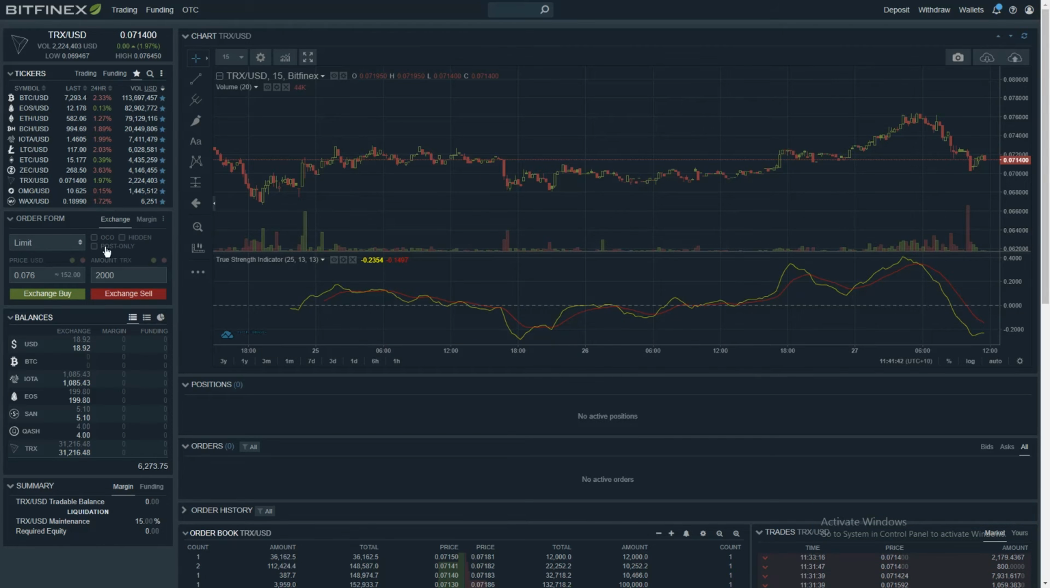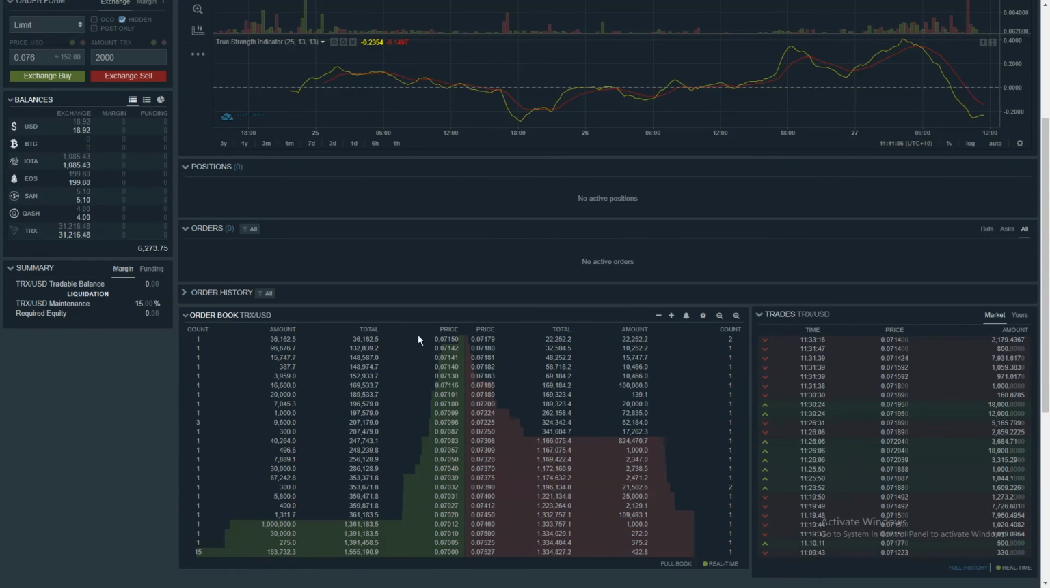So that's limit. The other thing that's quite nice is you can hit this little button here, and then you can do what they call a hidden order. Now, I think a lot of the exchanges will call this an iceberg order, but basically it's a hidden order in the system. So if I don't want somebody to know what I'm buying and selling or requesting, I can put in a hidden order.